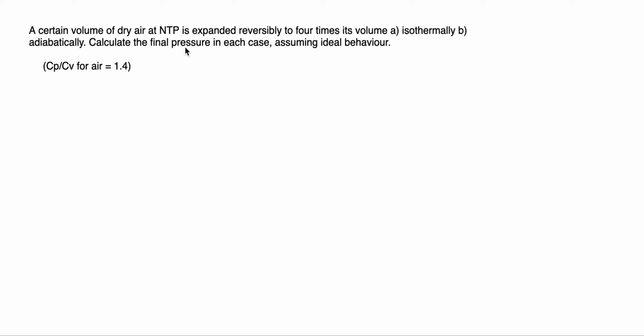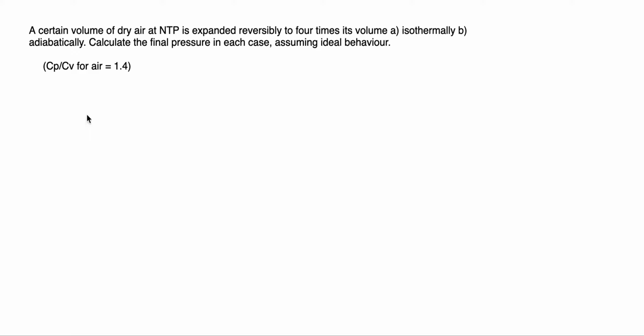And there was a hint given. What is that? Cp over Cv for air is 1.4. So here we are going to find out the final pressure in the isothermal case and in the adiabatic case. What we have done in the last class: for the same final volume, the pressure in the state reached through an adiabatic process is always smaller than the pressure in the state reached through an isothermal process. Let's also get that fact from this problem.